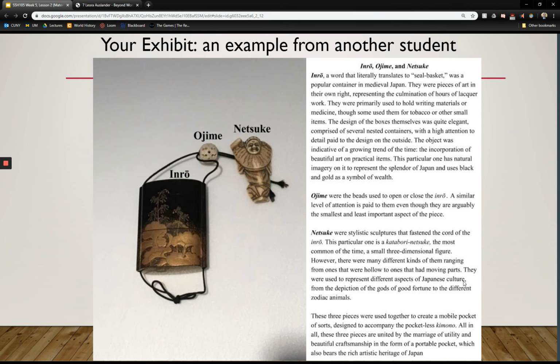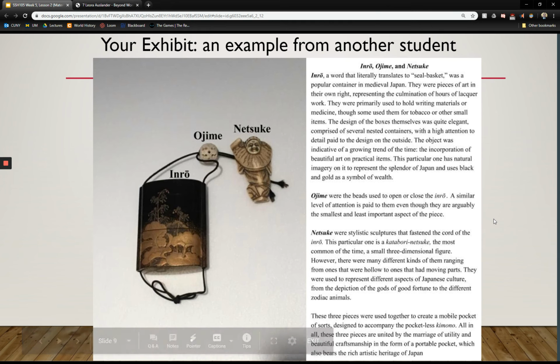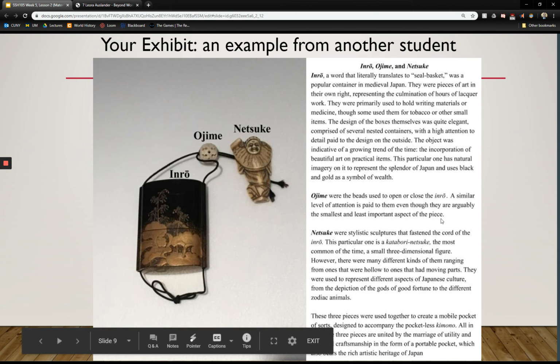And here's one more example. I'm not going to go into detail on this, but I wanted to put this in the slides. Here's another example from a student with a lengthy museum label. So this is a really excellent museum label. Yours doesn't have to be this long, but this object is kind of three objects in one, so the student decided to label each of them.